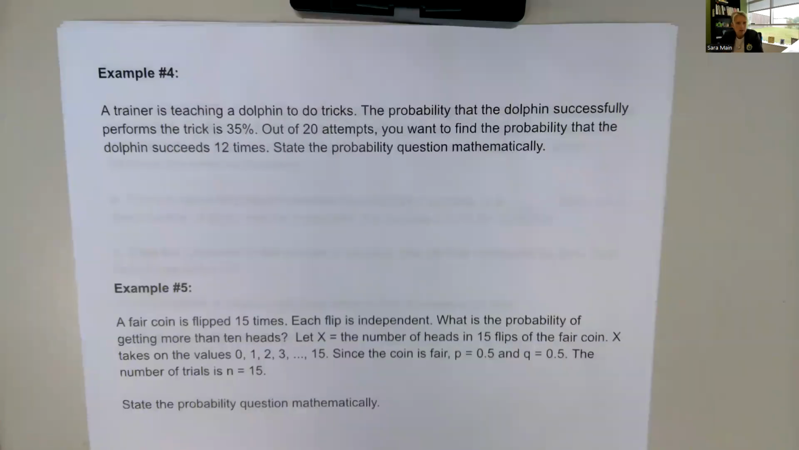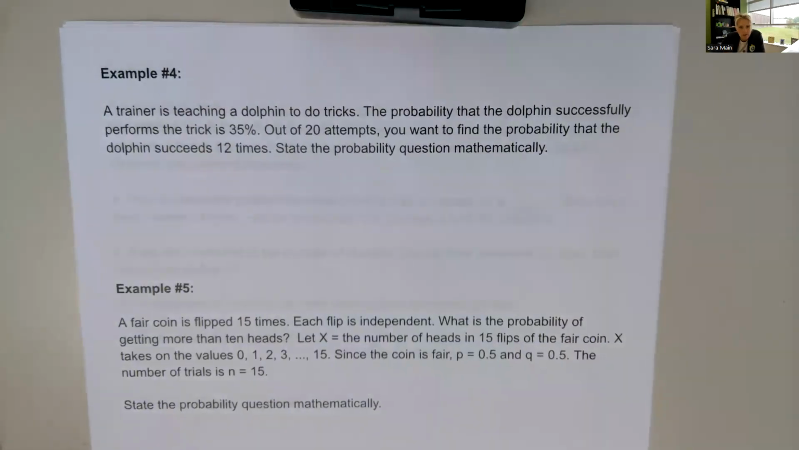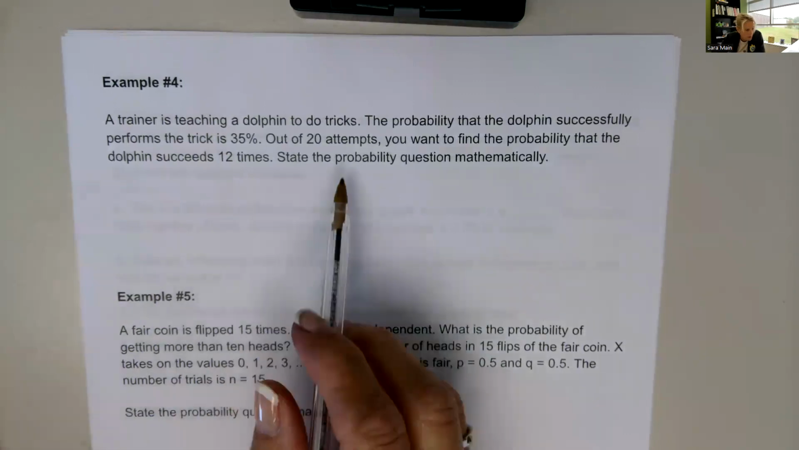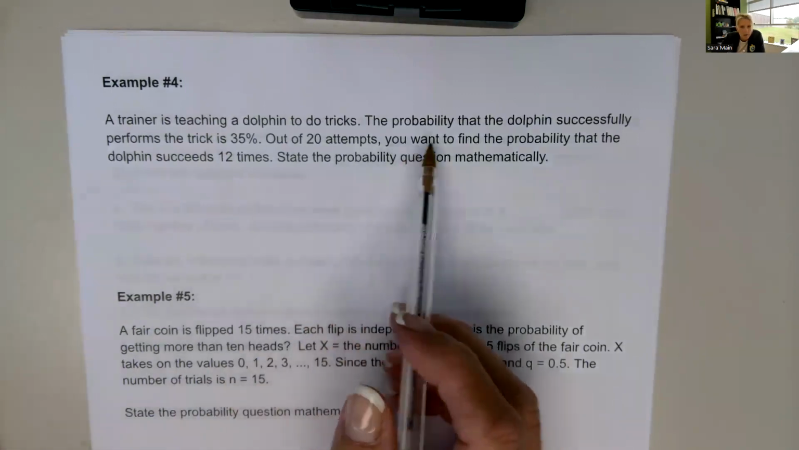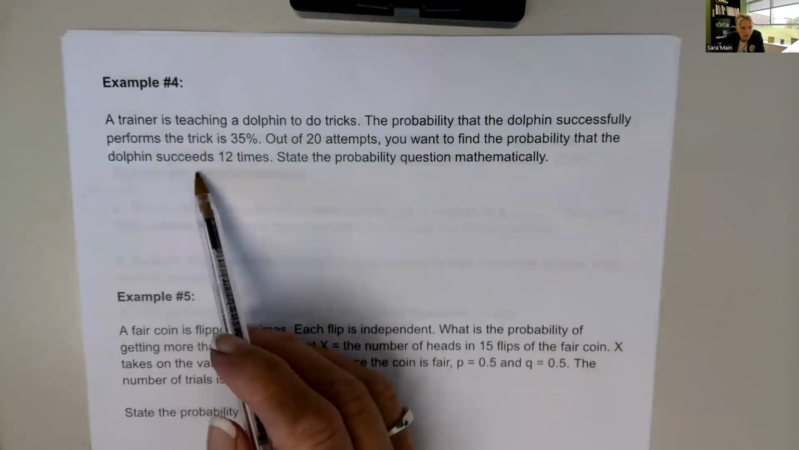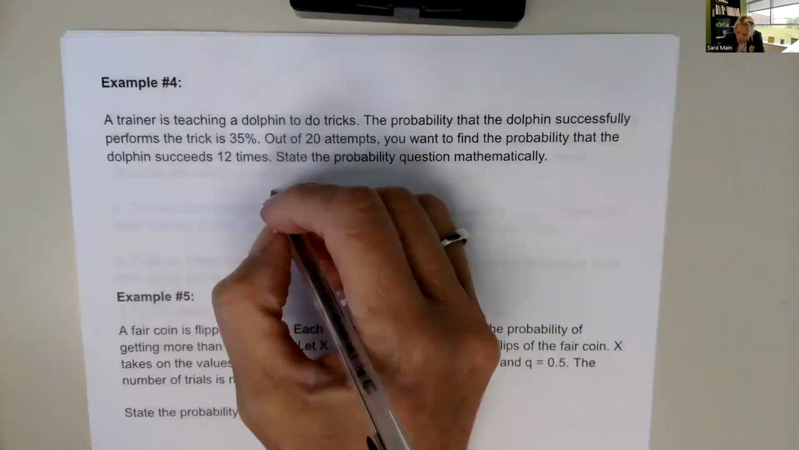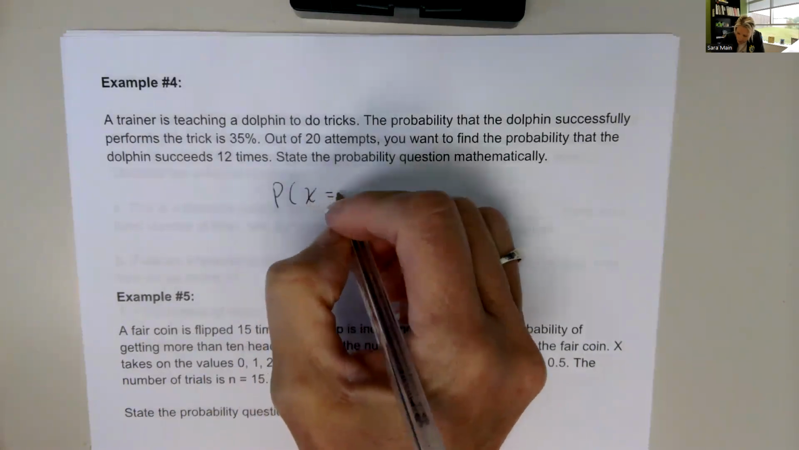Example 4. The trainer is teaching the dolphin to do tricks. The probability that the dolphin successfully performs a trick is 35%. Out of 20 attempts, if you want to find the probability that the dolphin succeeds 12 times, state the probability question mathematically. That would be the probability that x equals 12.